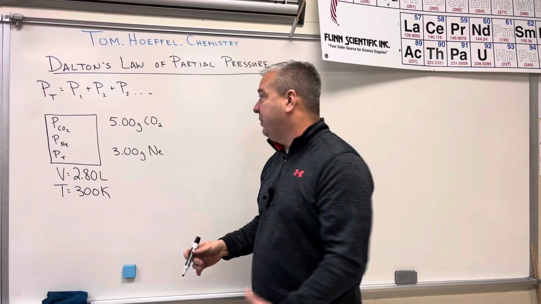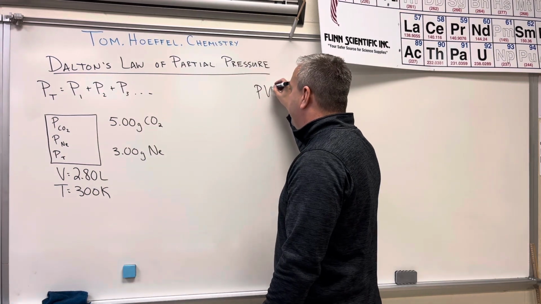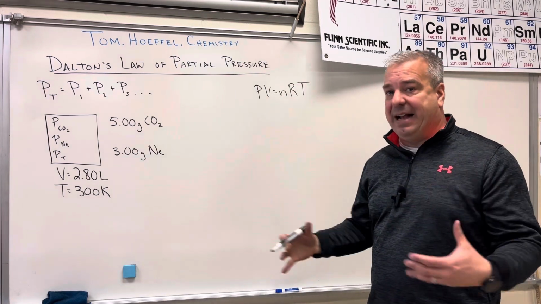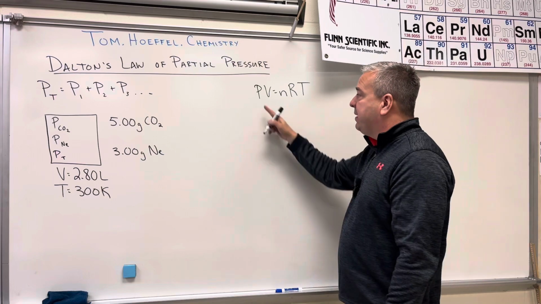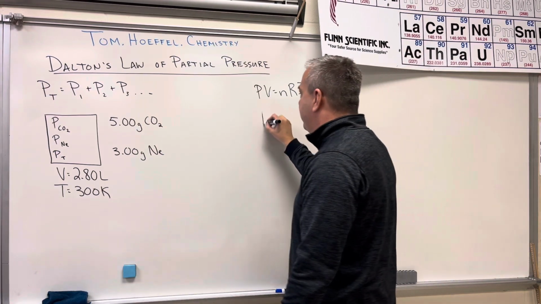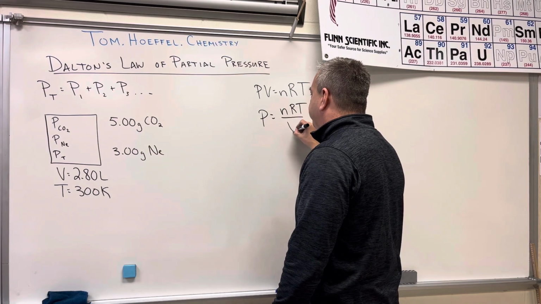So let's get right into it. What we're going to do first is use PV equals nRT. This is always a pretty good starting spot for doing gas problems. And if I want to find the pressure, I'm going to have to divide by volume on both sides. So this is going to end up looking something like this as a problem.